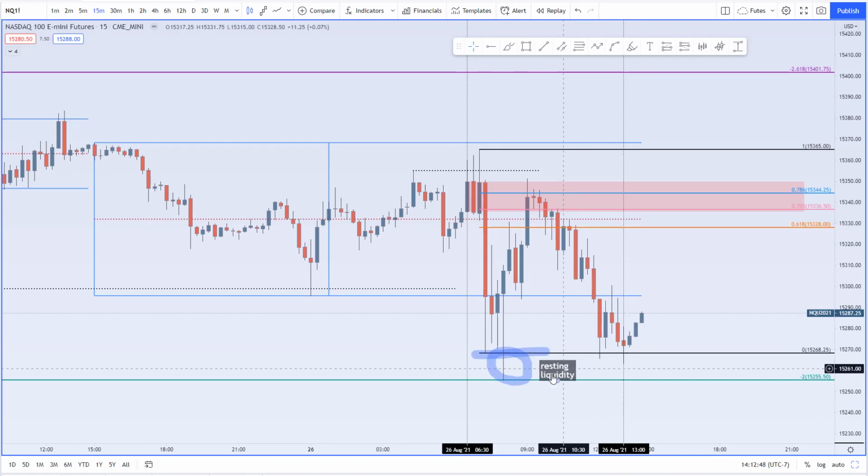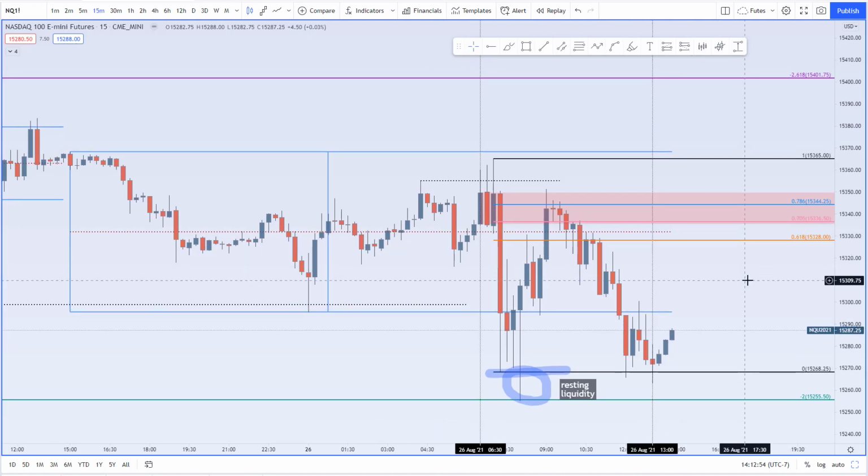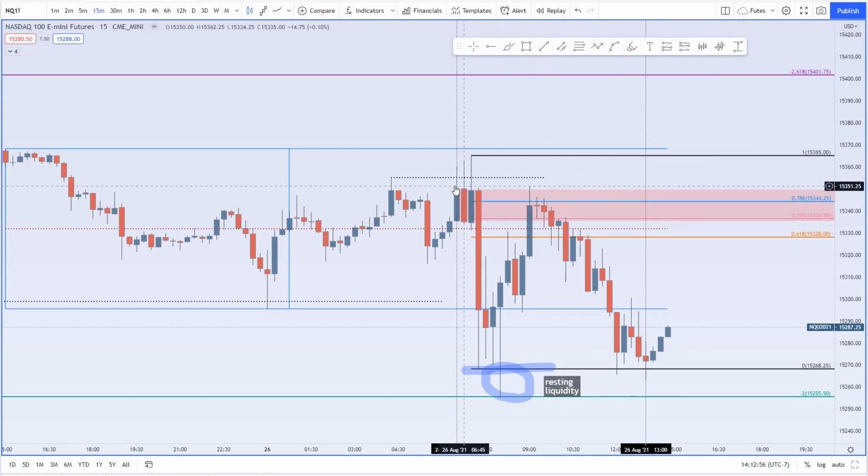So knowing that would have given you a good long opportunity here, but let's say you missed that. What are we going to look for next? We're going to see how price reacts once it reaches this demand zone again. So our Fibonacci retracement, this is what's called an optimal trade entry setup.